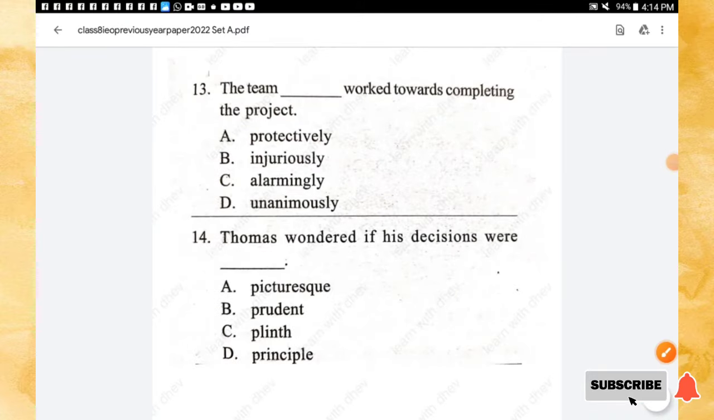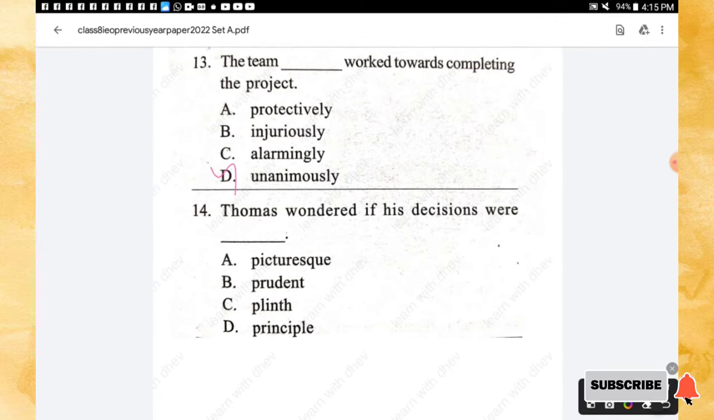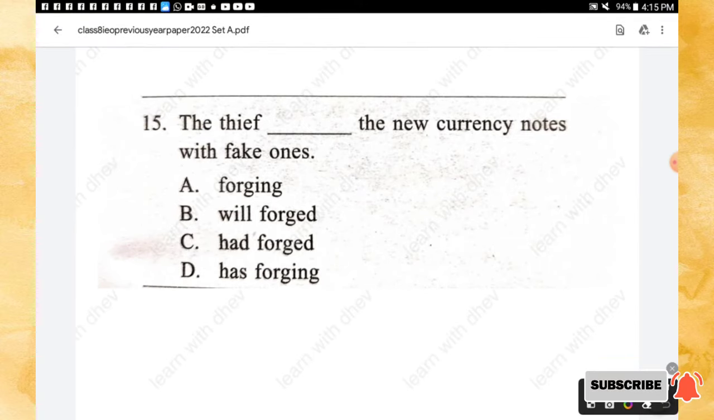Question number 13. The team, blank, worked towards completing the project. Options are productively, injuriously, alarmingly, and unanimously. The right answer is option D, unanimously. Question number 14. Thomas wondered if his decision were blank. Picturesque, prudent, upland, principle. The right answer is option B, prudent. Question number 15. The thief blank the new currency notes with the fake ones. Options are forging, well forged, had forged, has forging. The right answer is the thief had forged the new currency notes with the fake ones.